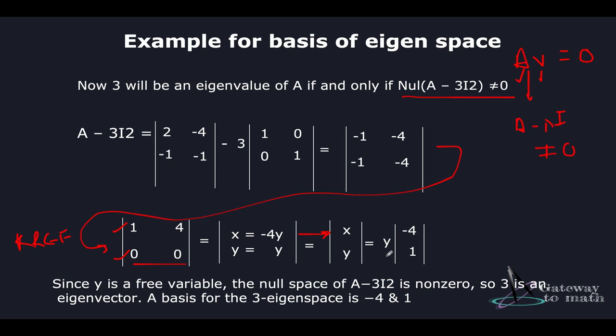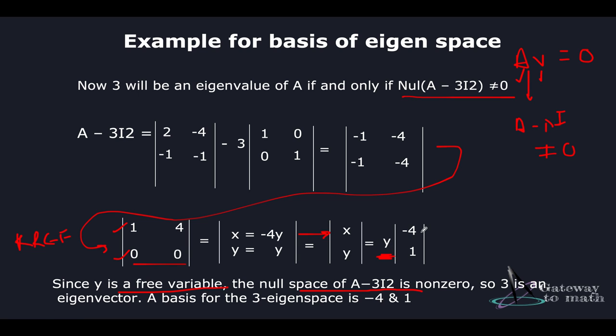So what does this mean? This means that we have one free variable available, y. So since y is a free variable, the null space of A minus 3 of I2 is non-zero. So this is not 0 because we have a free variable left. So 3 is an eigenvalue. So it is an eigenvalue.